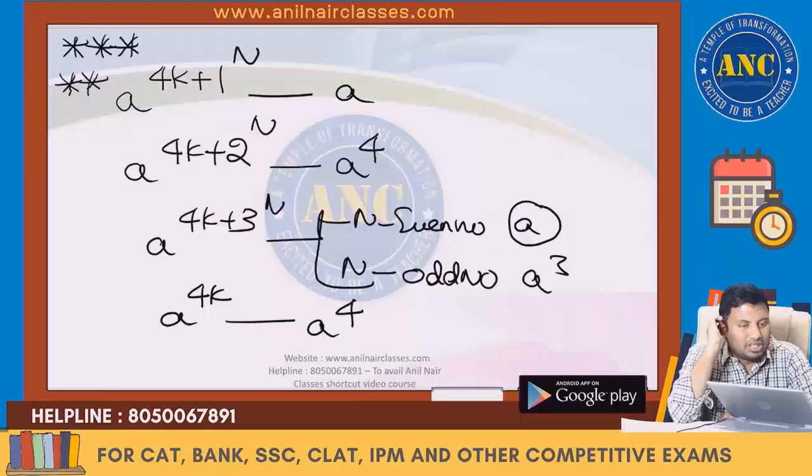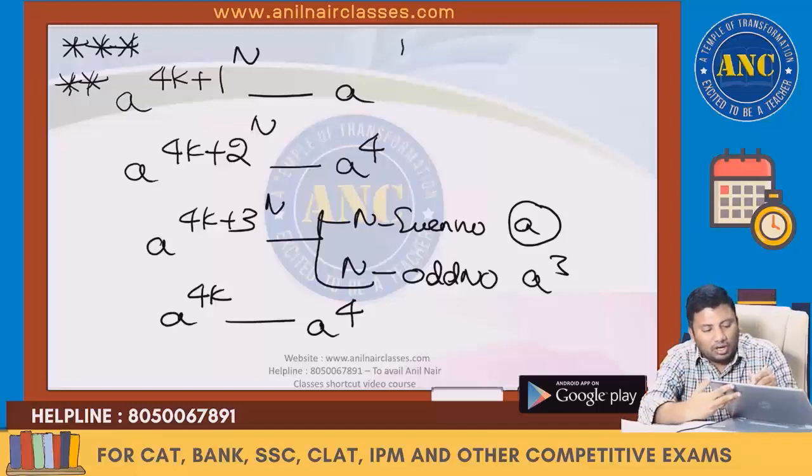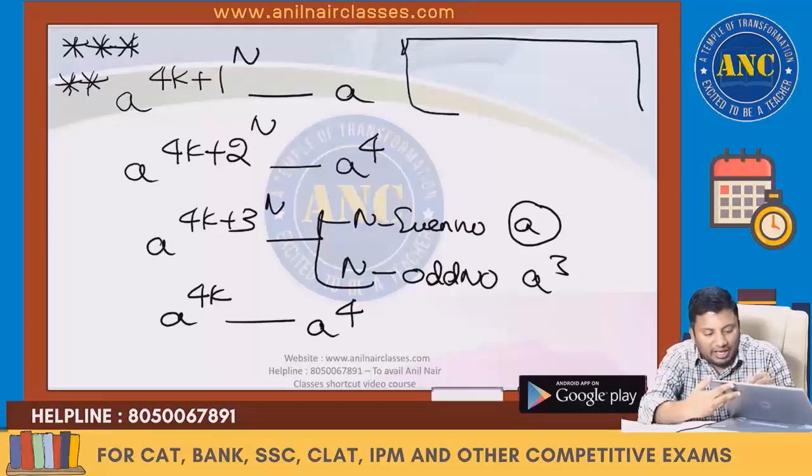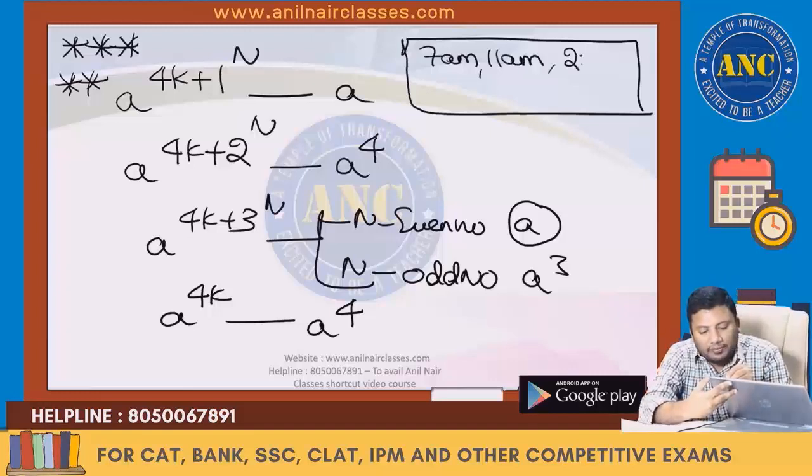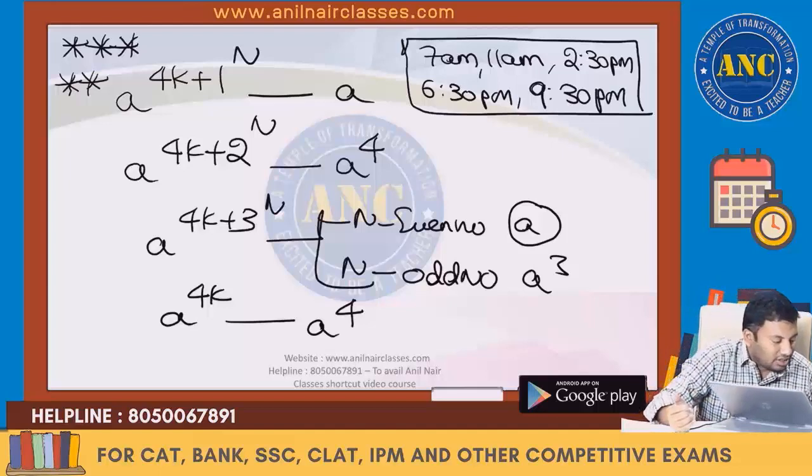Please do not miss any of the classes. Today we are going to have a marathon session, 7 a.m. The next session is at 11 o'clock. We are going to have 5 classes today. One is at 7, another at 11, another at 2:30, another at 6:30, another at 9:30. Total there are 5 sessions today, each session of 90 minutes.